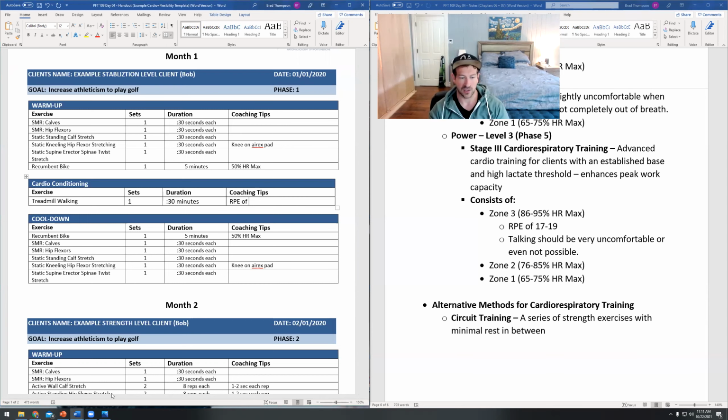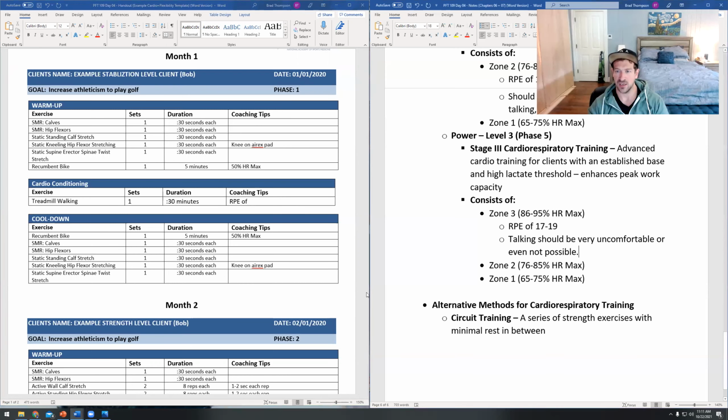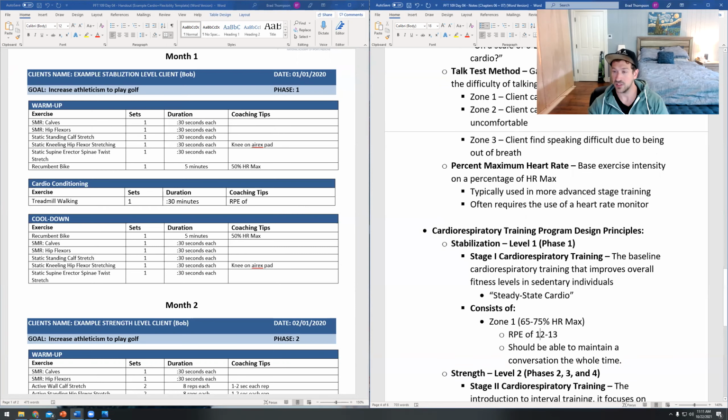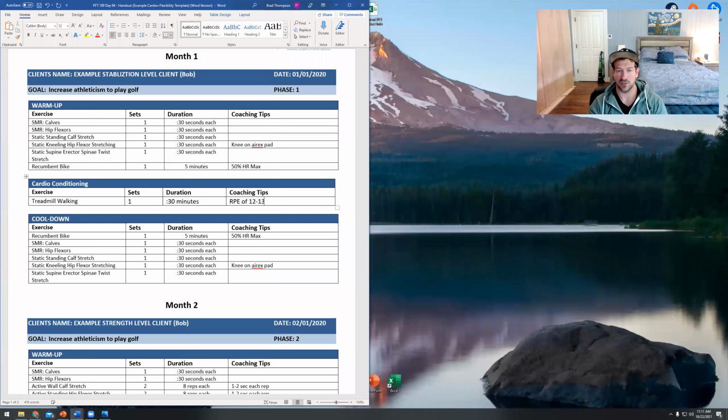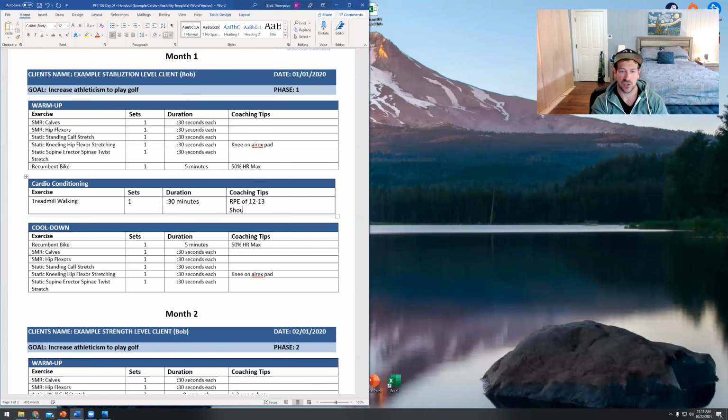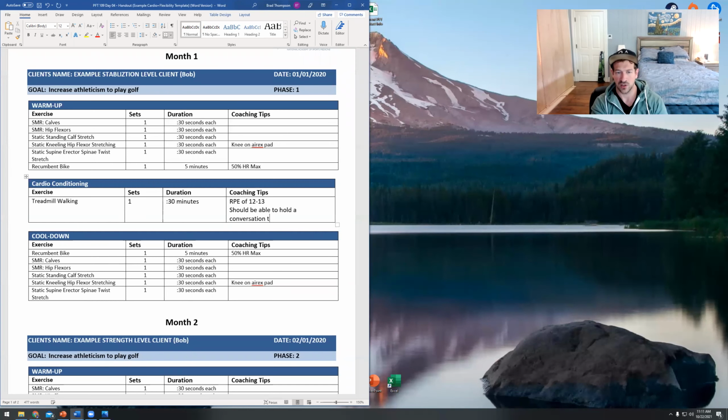We go back and we look at our zone 1 here in our notes. We would say an RPE of 12 to 13, right? So I'd say RPE of 12 to 13, or I might say he should be able to hold a conversation the whole time, right? Maybe that's what I say.